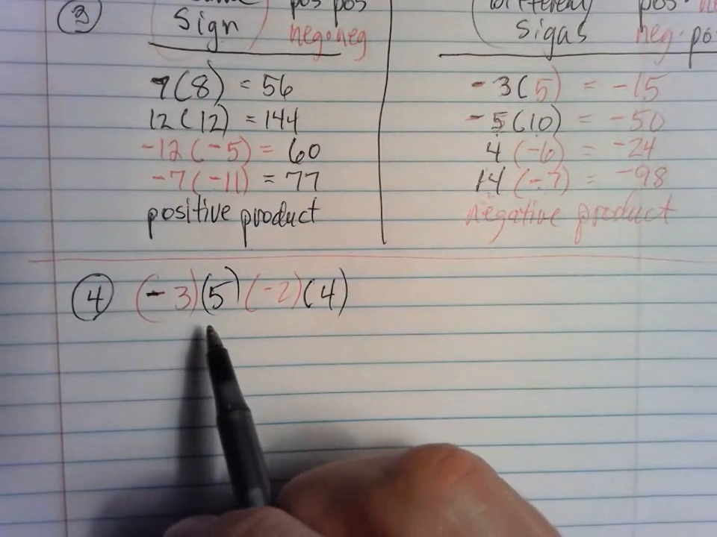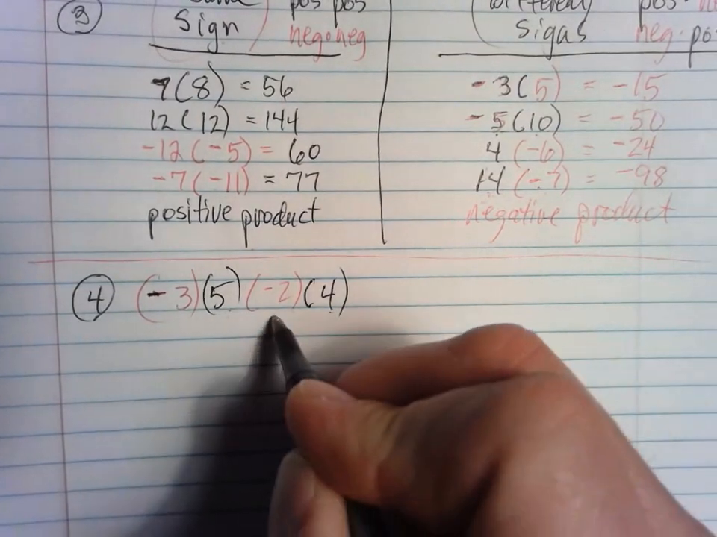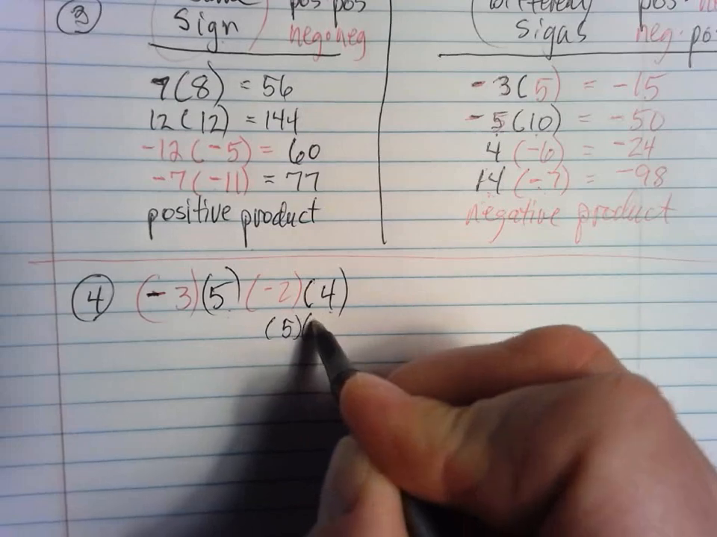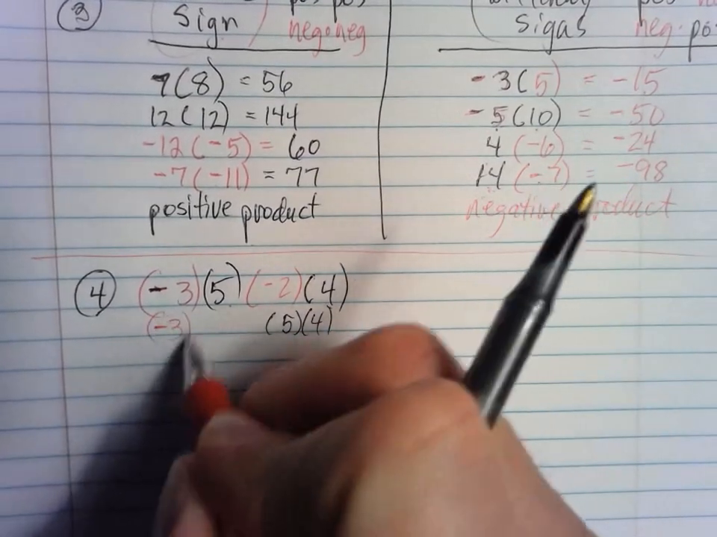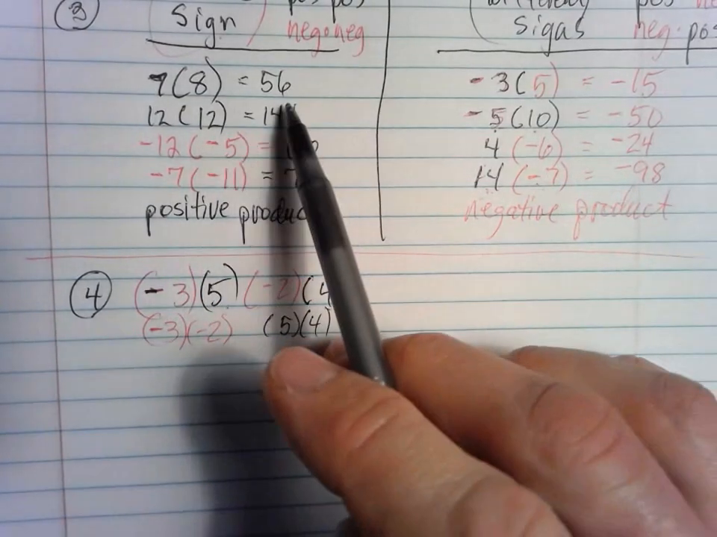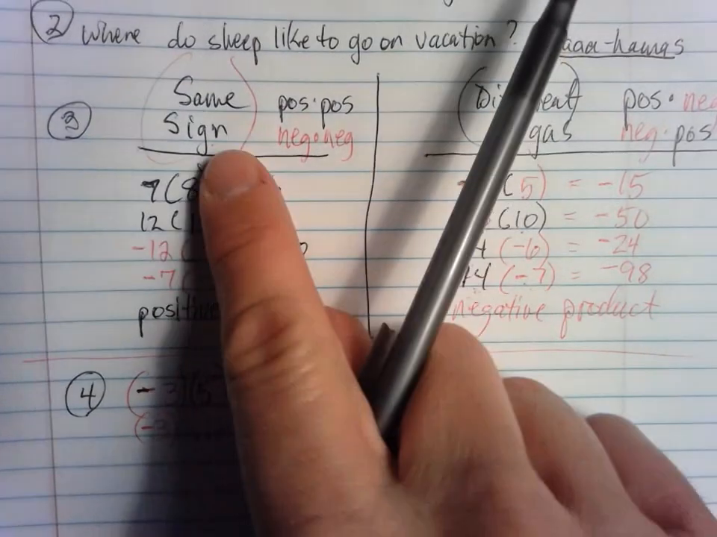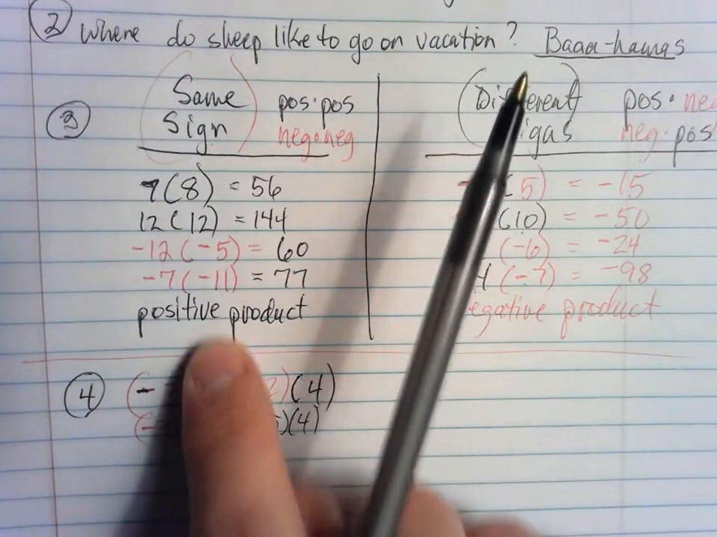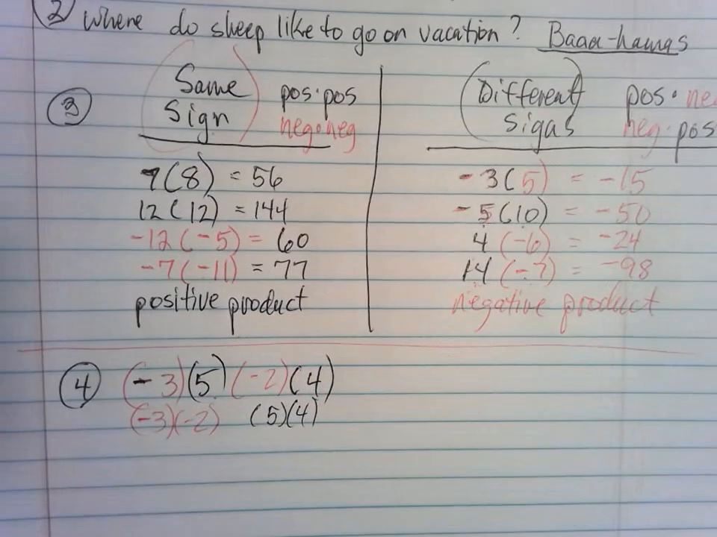Okay, so what I would say to do first is let's put the positive ones together. So that would be, of course, the 5 and the 4. I'm going to come over here and put them together. And then I'm going to put the 2 negative ones together over here, the negative 3 and the negative 2. Okay, so again, we've got same signs here. That's going to give you a positive product. And we've got same signs here. That's going to give you a positive product.